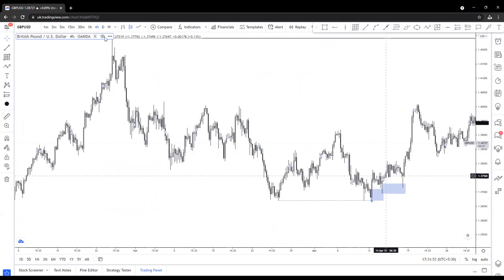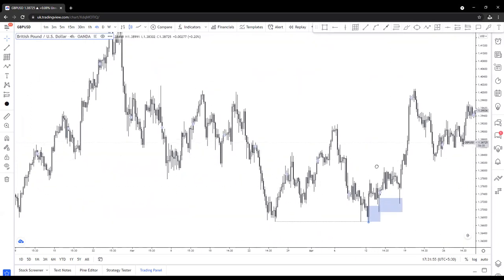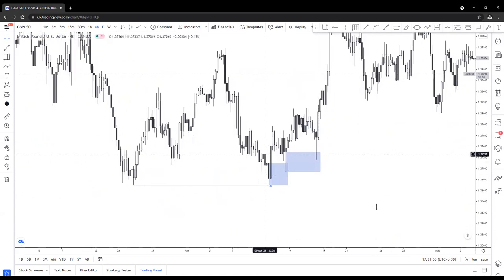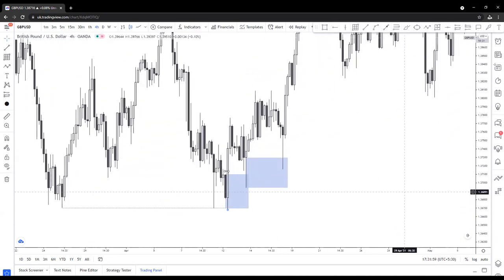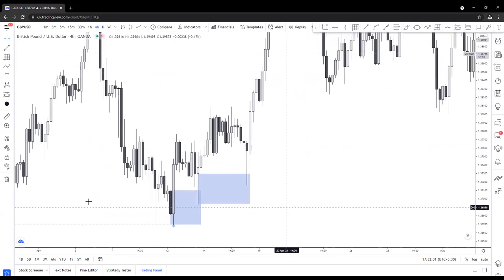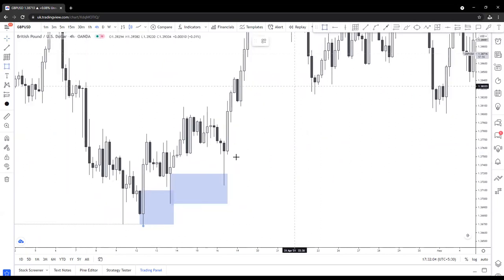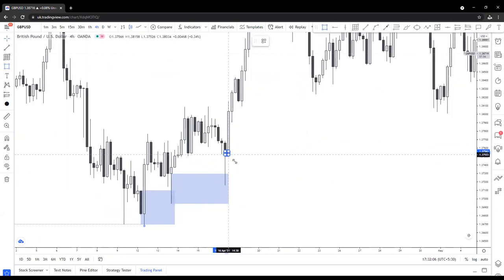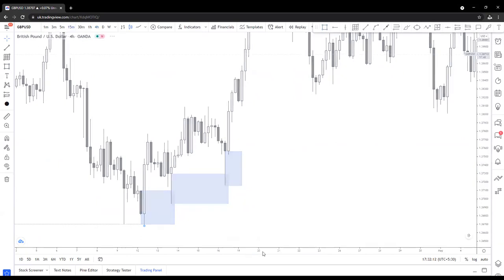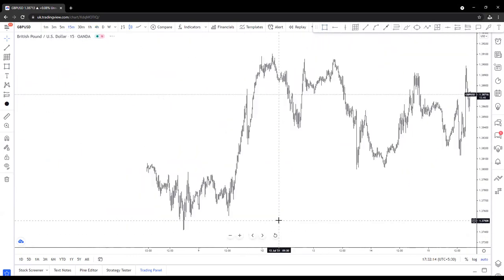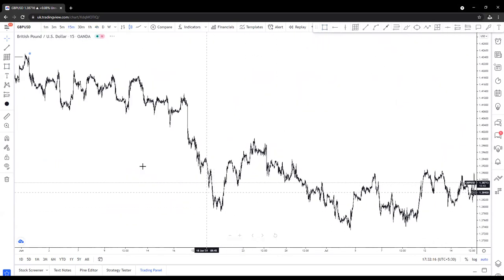Let's look at this same thing. Say we're looking at this long wick. Now, this is the 4-hour time frame. If you go back down to a 15 minute, this is what we could see.